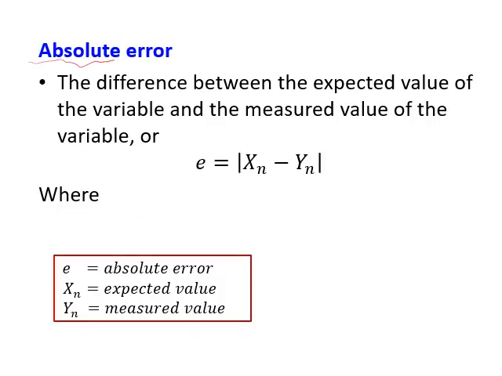Absolute error. Now let us put it in the form of a formula. As I said, it's the difference between the expected value of the variable and the measured value. The expected value is the value which we are expecting, which we know from the calculation. And the measured value is the value we are obtaining by measurement. So we can put it as: the error is the absolute value of xn minus yn, where xn is the expected value and yn is the measured value.